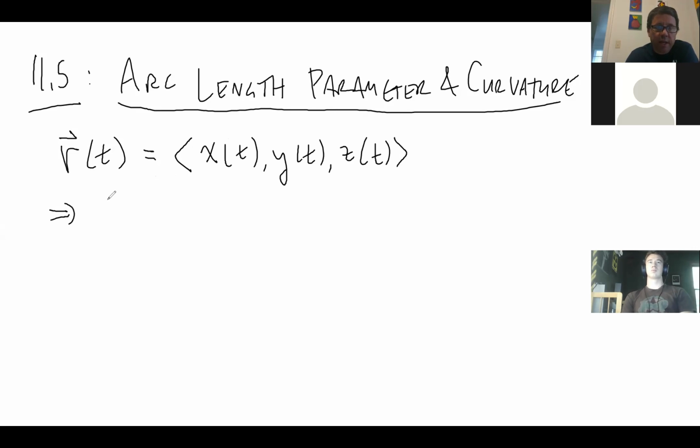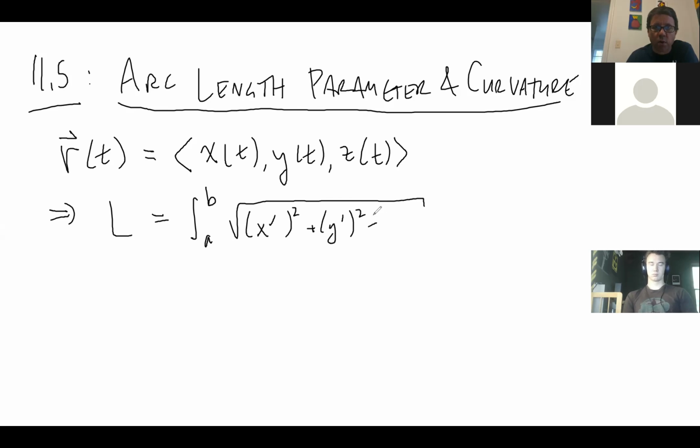Then the length, we've already seen this, if we just said the length from a to b at least, it's just the integral of the square root of each of these derivatives squared. So I'm going to actually just use the prime notation, x prime, y prime, and z prime, and those are all functions of t, so dt is just a reminder. We take all the t derivatives here.